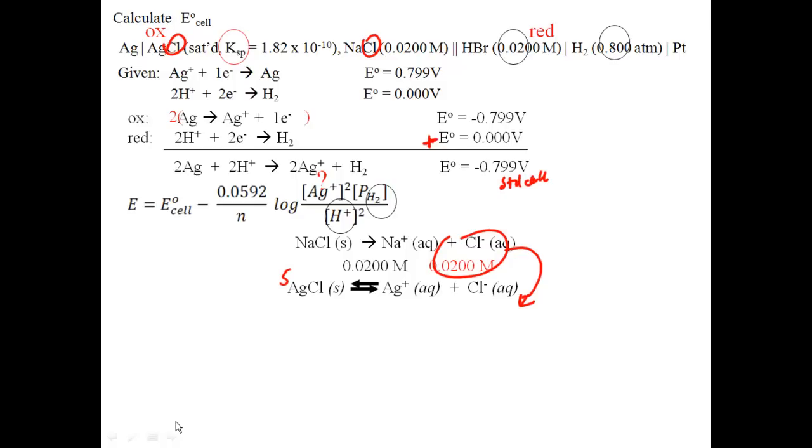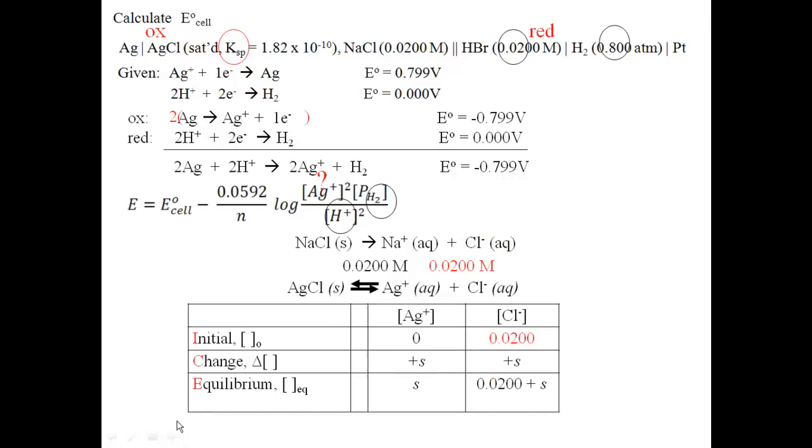So setting up my table, we know that I have this initial amount of chloride ion, which is 0.02. Remember that's coming from my soluble one. And I know the relationship between the solubility of silver chloride and silver is S, and the relationship between the solubility of silver chloride and chloride is S, which means at equilibrium I have S amount of silver and I have 0.02 plus S amount of chloride ions. How are these related? They're related through KSP.